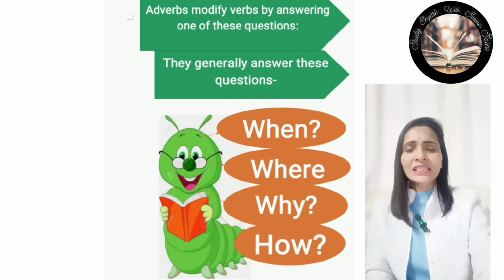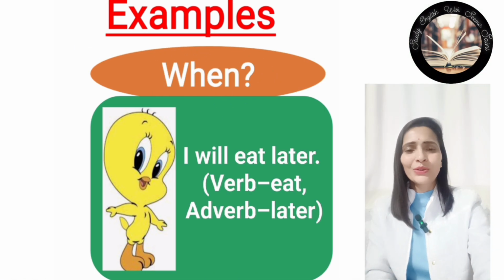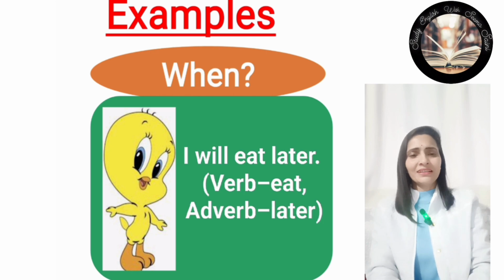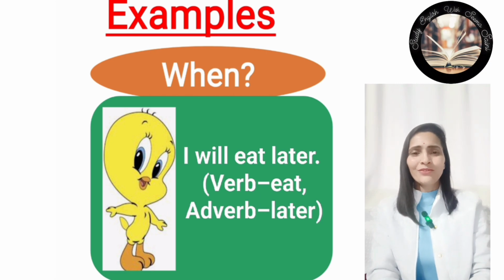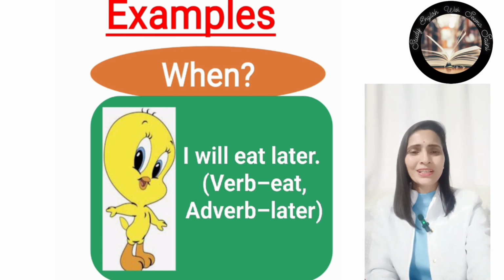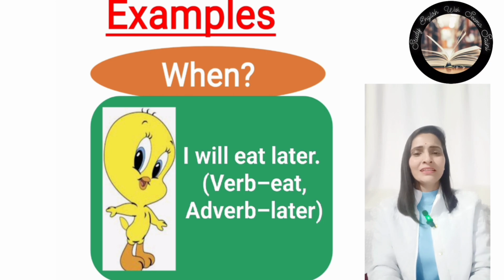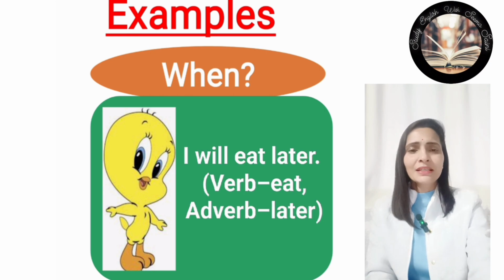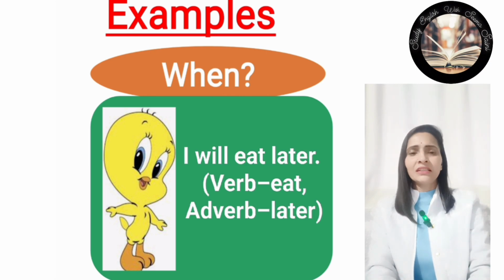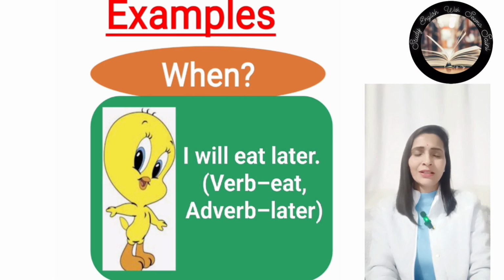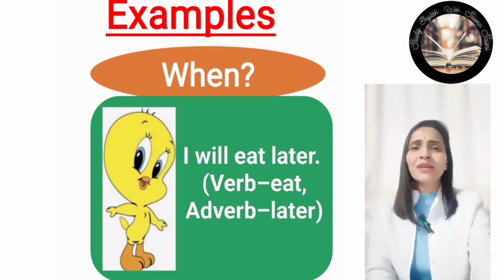So let's take some examples. When question. I will eat later. So which question is arising here? I will eat later. When will you eat? Which question is coming here? When question. ठीक है. तो यहाँ पे when question आ रहा है. So this is a when question. I will eat later. This is the answer of when. So the verb is eat here, and the adverb is later. So the adverb later is describing the verb eat.